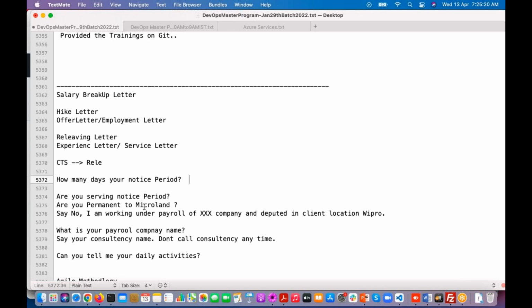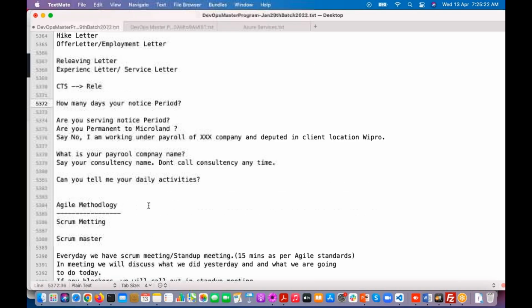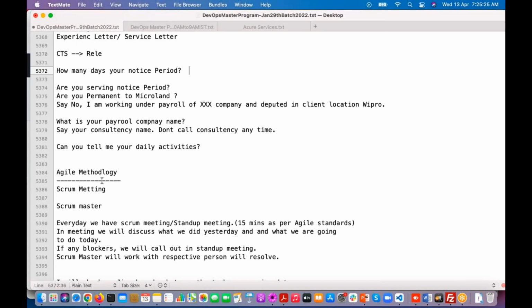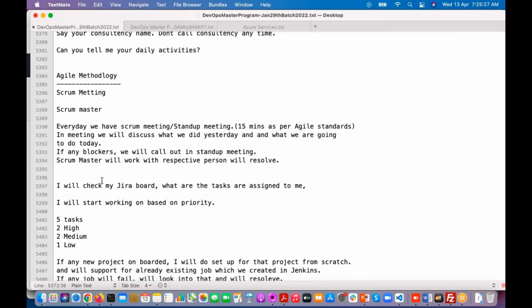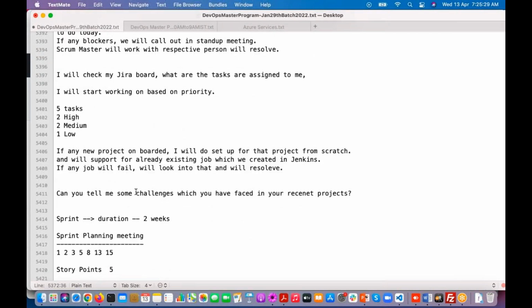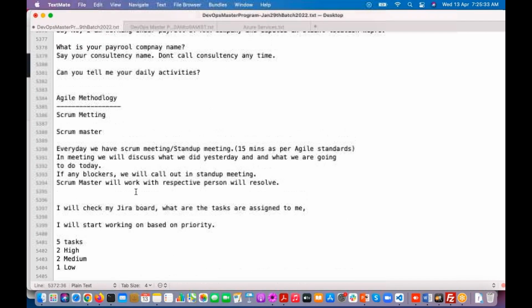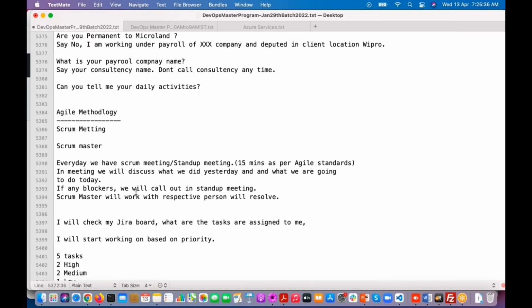Okay. So we'll discuss tomorrow, guys. I still need to discuss some more Agile points: what our roles and responsibilities are, and what challenges you faced in your recent projects. All these things we'll discuss in tomorrow's session. And tomorrow we'll also discuss your questions. Whatever questions you have, I'm going to answer.